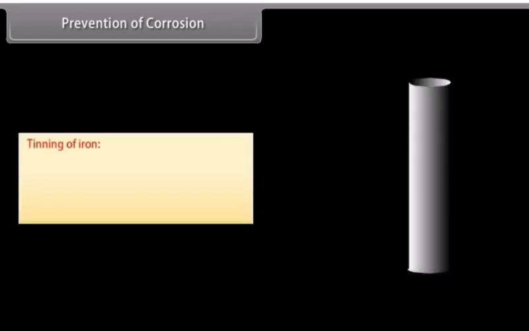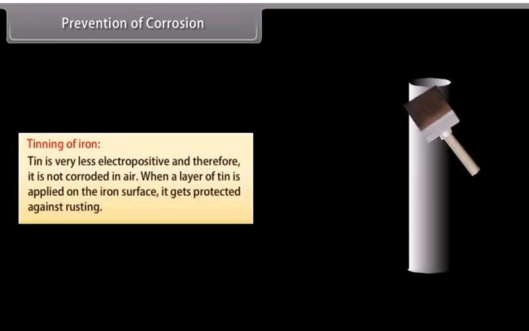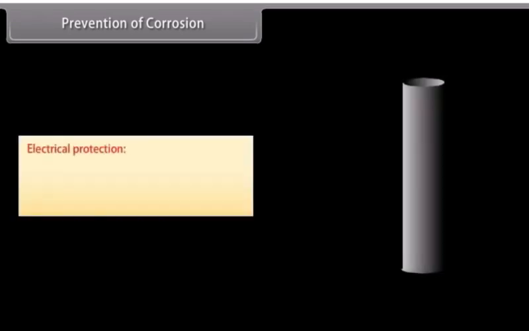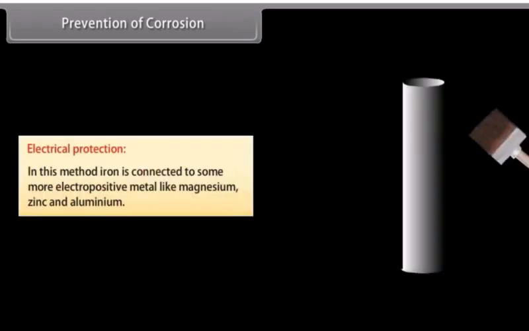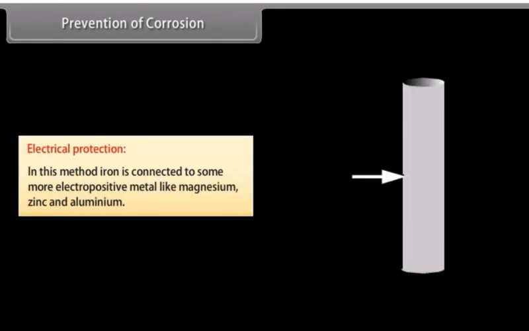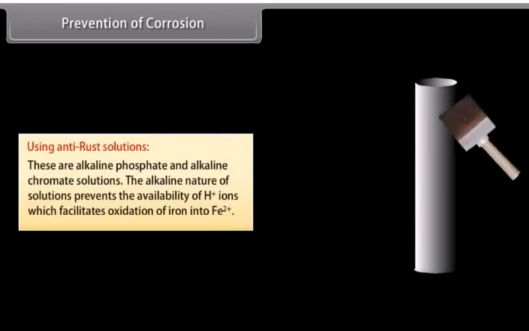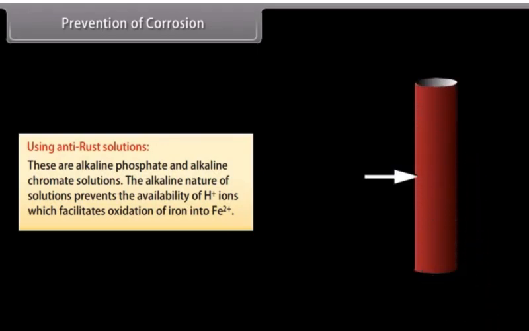Tinning of iron. Tin is very less electropositive and therefore it is not corroded in air. When a layer of tin is applied on the iron surface, it gets protected against rusting. Electrical protection. In this method, iron is connected to some more electropositive metal like magnesium, zinc, and aluminium. Using anti-rust solutions. These are alkaline phosphate and alkaline chromate solutions. The alkaline nature of the solutions prevents the availability of H+ ions, which facilitates oxidation of iron into Fe2+.